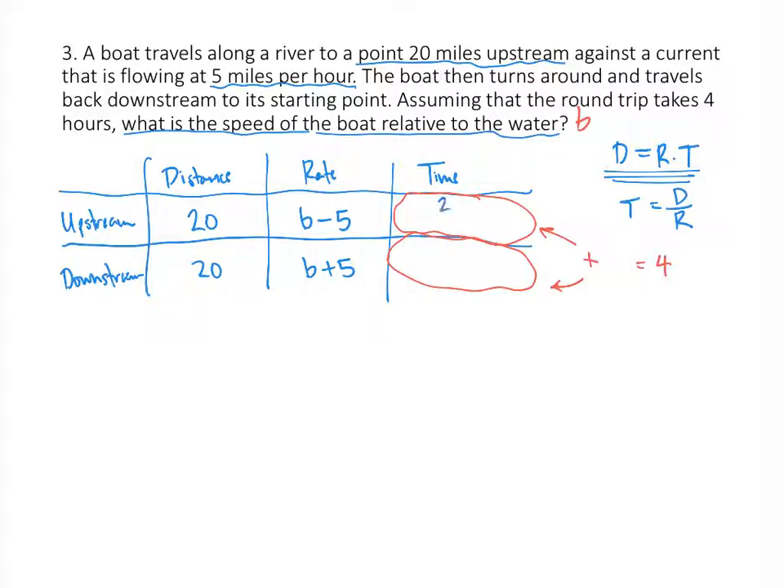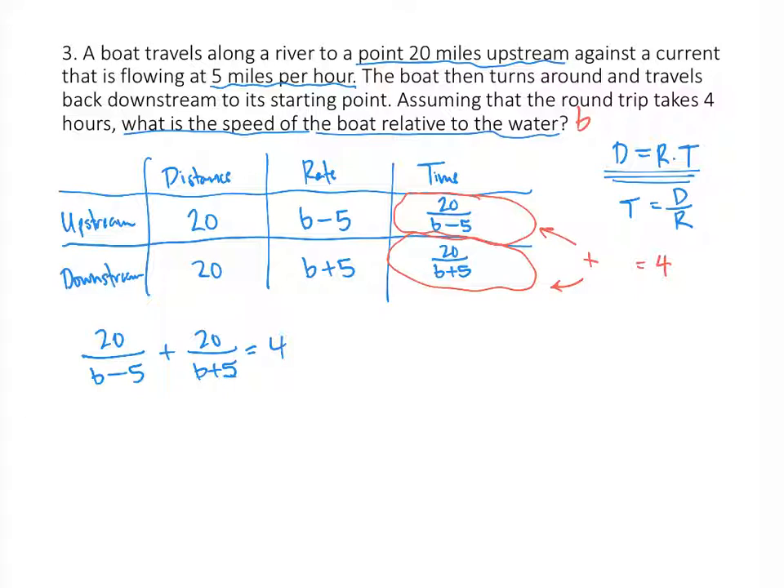So in the first row of my table, distance divided by rate looks like 20 divided by b minus 5. In the second row of my table, distance divided by rate looks like 20 divided by b plus 5. And I know that when I add those two times together, it should equal 4 hours. So now we've got an equation. 20 over b minus 5 plus 20 over b plus 5 equals 4.